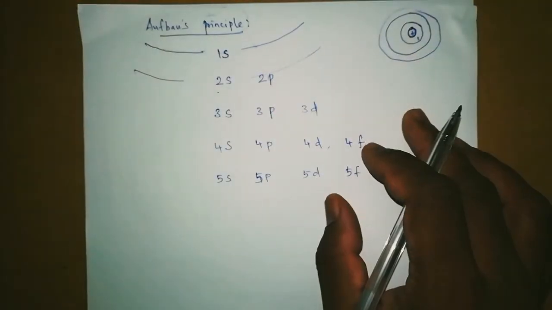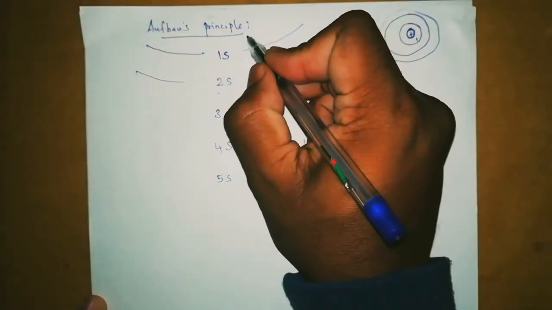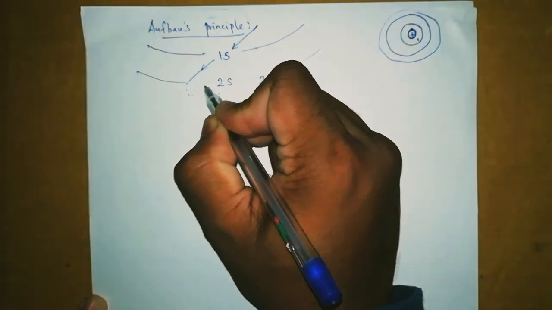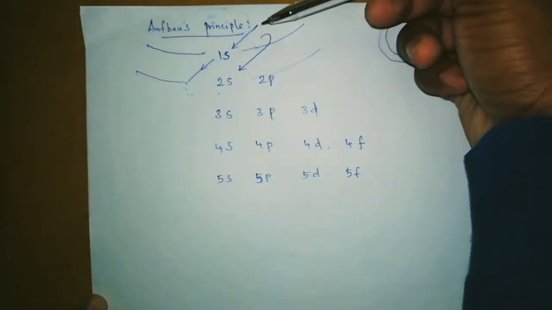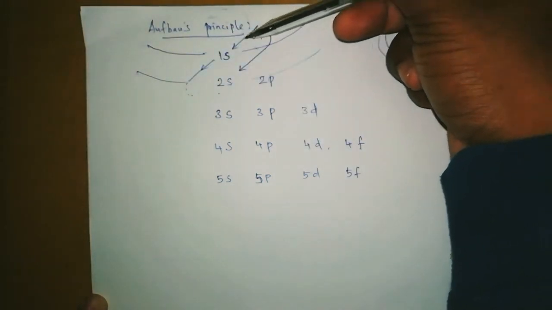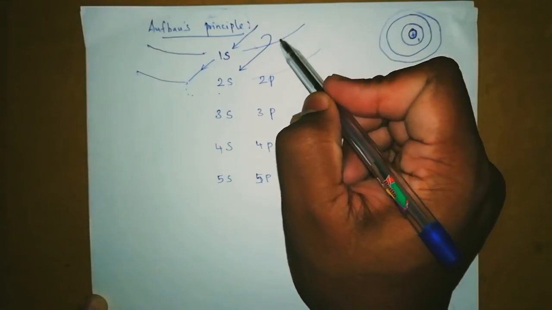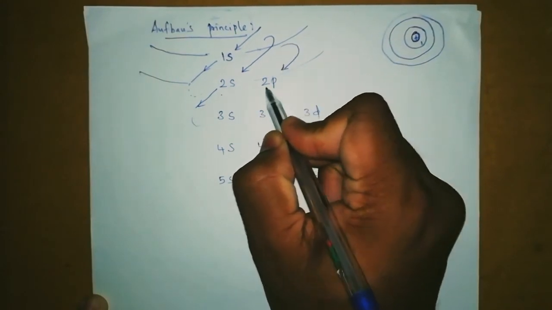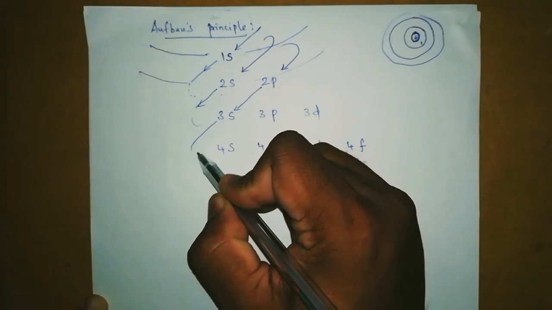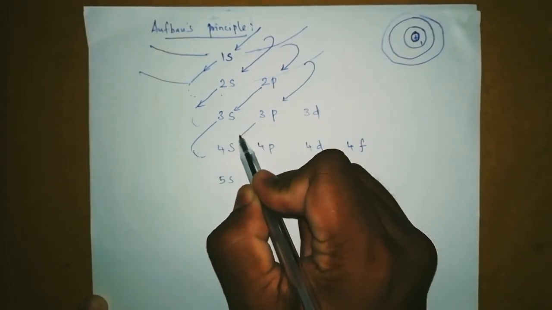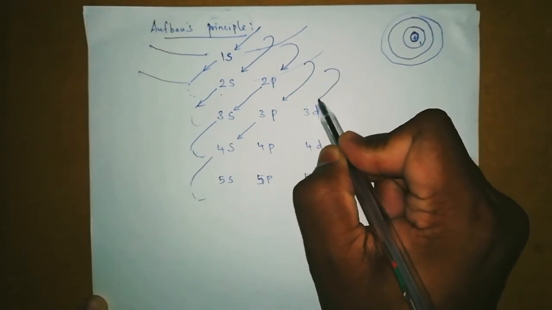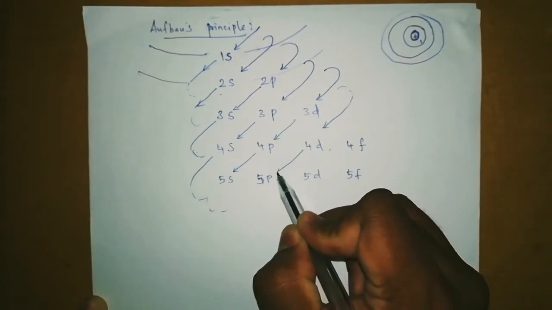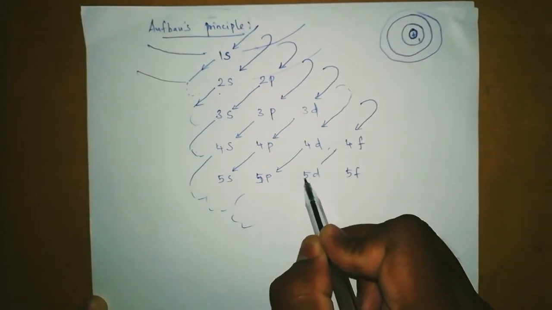Let's understand this. How can we make a formula? I am going to draw an arrow mark like this. It starts with 1s, then 2s. Always follow the arrow mark which is coming downward. First is 1s, then going up, 2s, then going up, 2p, then 3s, then going up, 3p, then 4s, then 3d, 4p, then 5s, then going up, 4d, 5p, then 4f. It goes on like this.